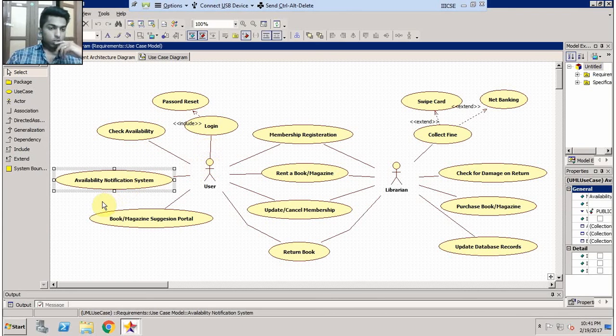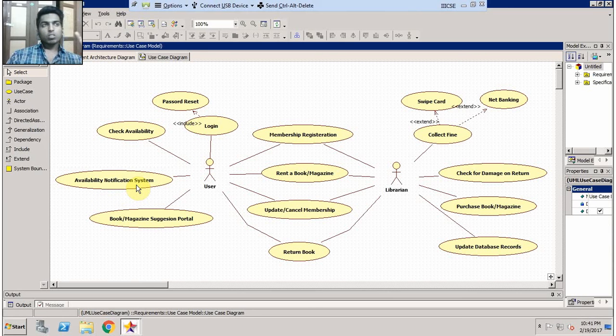There is another use case called the library notification system. It is basically a system designed so that, let's say the user wants a book and the book is not available right now. Once it is available, this system automatically notifies the user. So it is interacting with the user and the database. It has no connection with the librarian. Then there is the suggestion portal. If the user thinks there are some magazines or books which could be made available in the library, he could suggest them to the library. This is the portal to suggest such magazines.